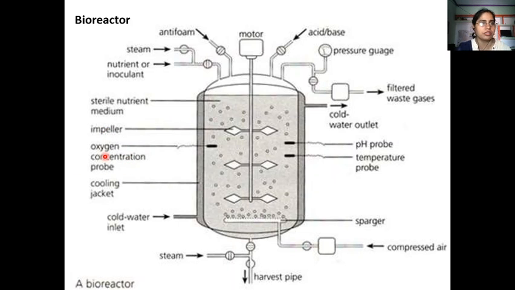A very important question is asked: what is used in the bioreactor for the optimum conditions, or how do we control the optimum conditions of the medium for growing the microorganism? It's pH control and temperature control. Different probes are used for controlling or checking it, such as the oxygen concentration probe. These are the sensors that are attached to the bioreactor, and the impeller is used for mixing the substances in the bioreactor.